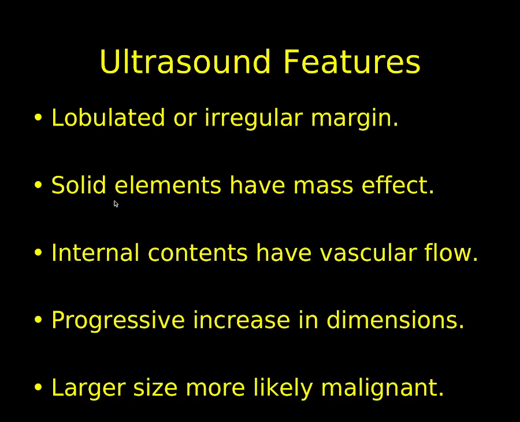Solid elements in the ovarian lesion which are having mass effect, that is pushing parts of the ovary to one side or pushing adjacent structures away, are another sign of a malignant ovarian tumour. Internal contents with vascular flow. So peripheral vascular flow is, as we saw, associated with physiological cysts, but an internal mass containing vascular flow is usually due to tumour of some type. Clearly, a progressive increase in size over time leads us to believe it might be malignant. We do have increase in size of hemorrhagic cysts over time, but they should ultimately resolve. And as a general rule, larger size means more likely to be malignant.